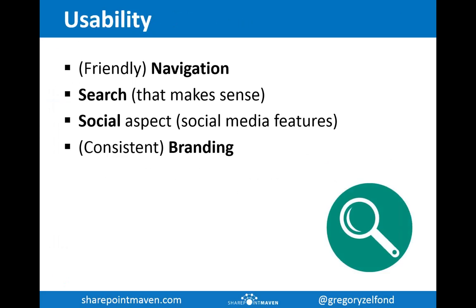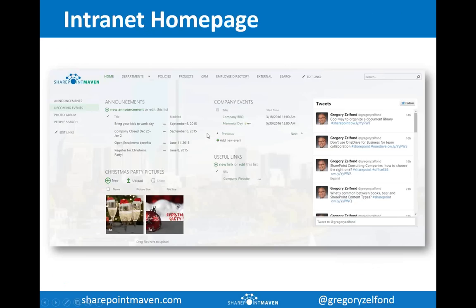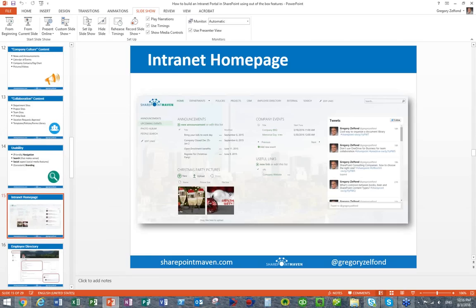You do want to build friendly navigation. You do want to build a friendly search. You want to have some social aspects to your collaboration, and of course, you also want to build in consistent branding. These are some of the elements that make up successful user adoption. All right, let's switch right to the demo.